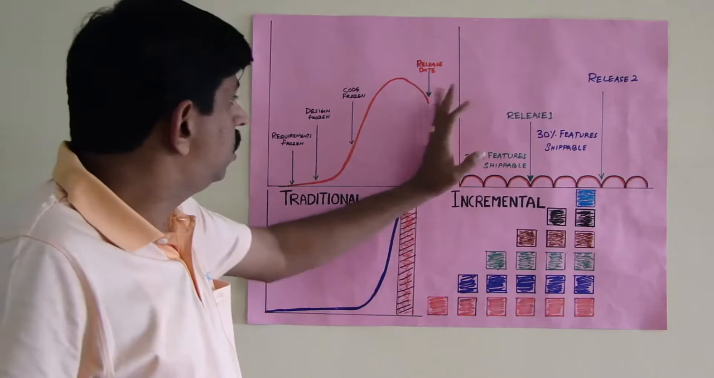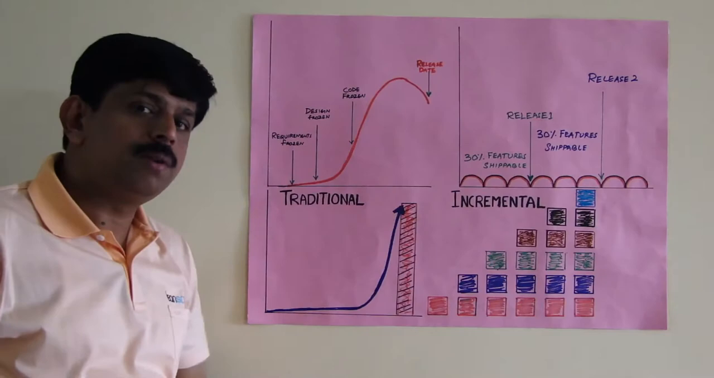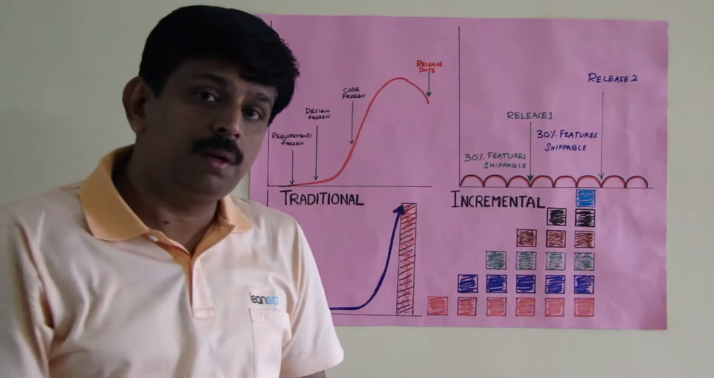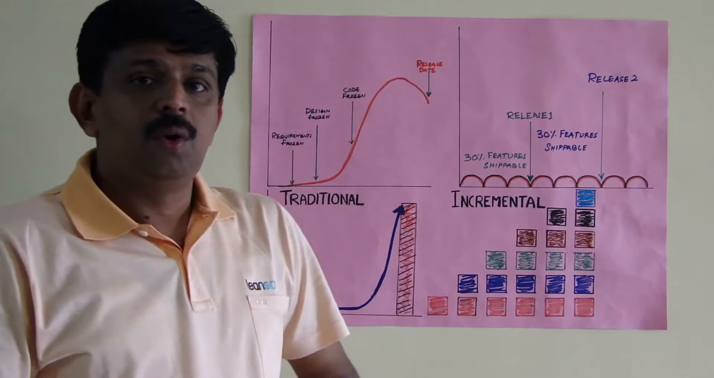Let us look at the incremental way of building a product. How does a defect chart look? This is a defect mountain. We call it a defect mountain. You build a defect mountain over a period. Now let us look at how we build that in an incremental way, and how the defects look. Here we create defect humps.